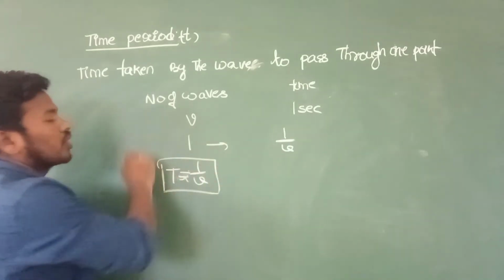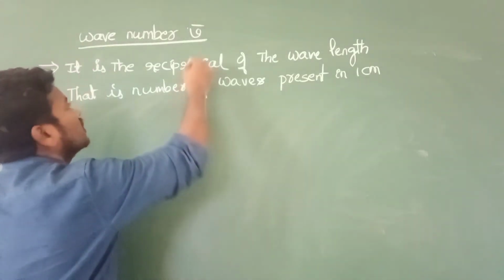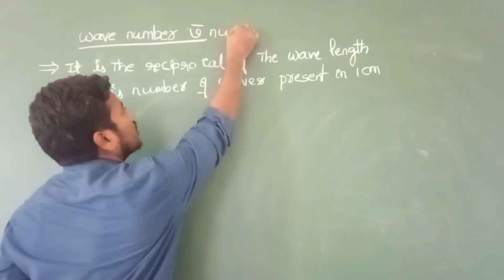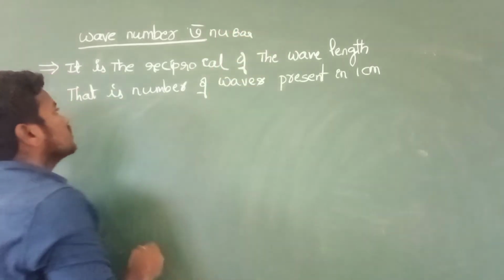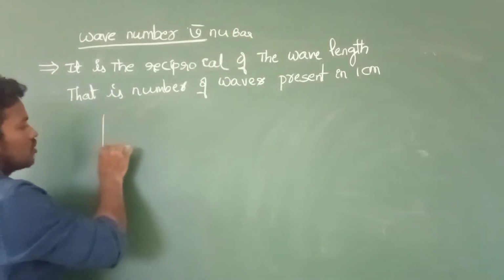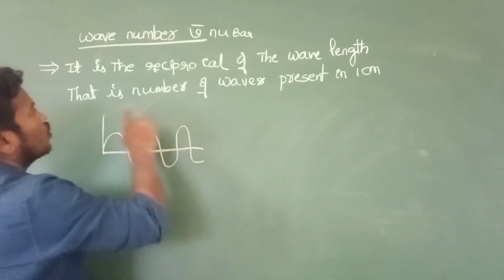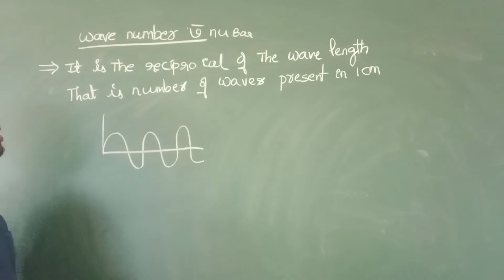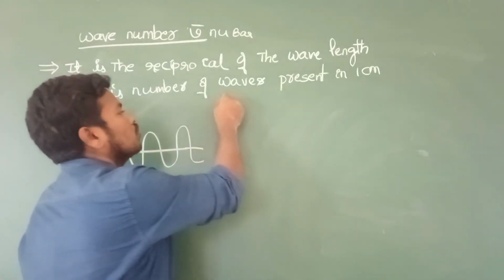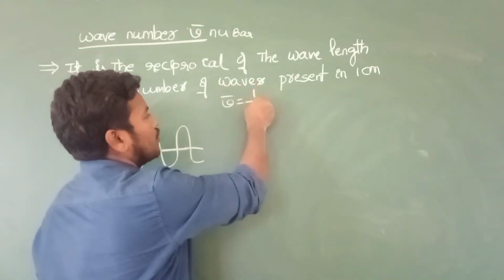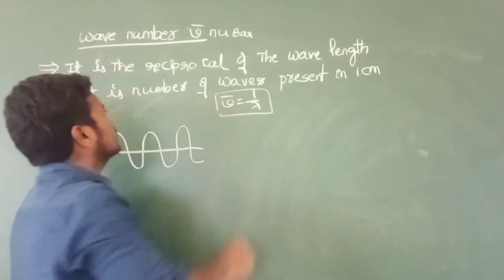This is also an important formula. Wave number, which we call mu bar, is nothing but the reciprocal of the wavelength. That means mu bar is equal to 1 by lambda. How do we have to understand this?